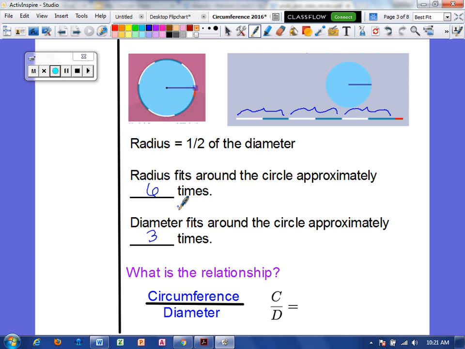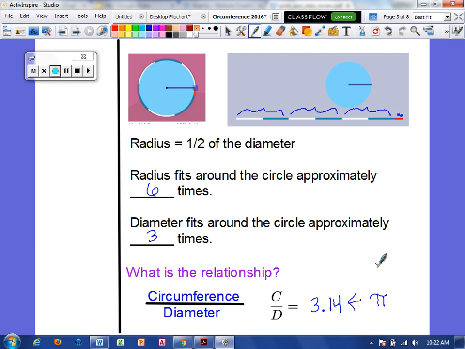Now, any circle, no matter how big or how small, if you take its diameter and put it around the outside of the circle, it will fit about 3 times with just a little bit left over. So the circumference divided by the diameter equals about 3. Now that little bit left over is where pi comes in. You guys remember pi is 3.14.